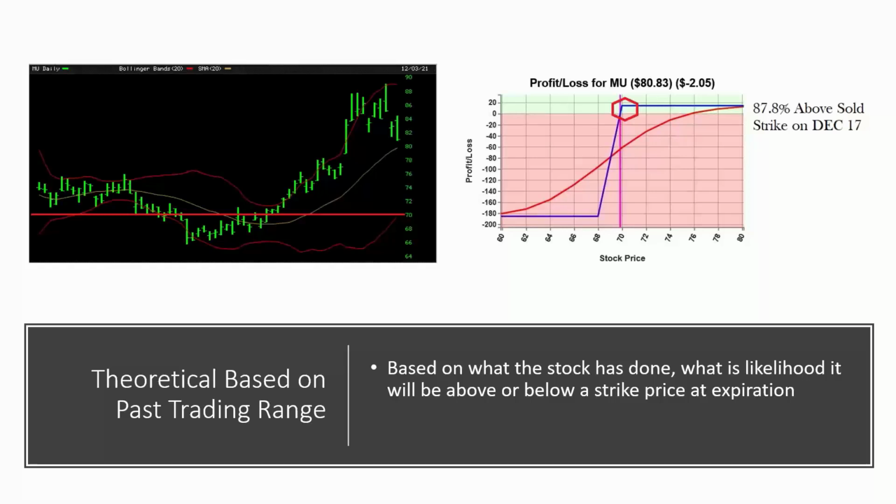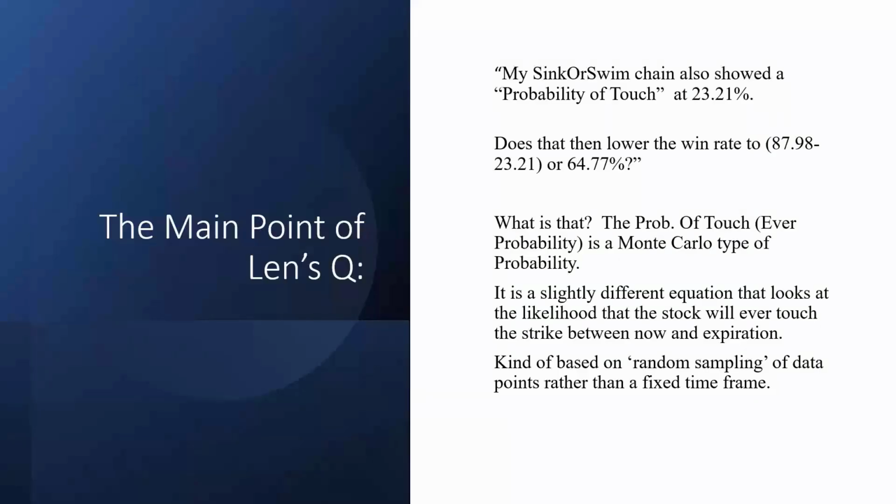Now, the numbers might be skewed if one service is using 20-day history, one's using 50-day, one's using 100-day, one's using 250. Those are the differences that you see. The equation is the same. It's just the choice based on the service. What time frame are they looking at for the volatility calculation or implied volatility calculation that's used in the probability equation? All right. And this leads to Len's main point of question number one.